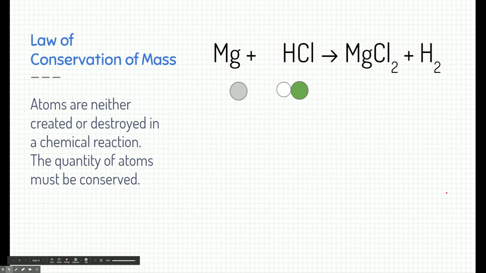Instead, we've got to think about the quantities of particles. One thing we haven't written are the coefficients. In fact, instead of having one hydrochloric acid, what if we had two hydrochloric acid molecules, or two moles of hydrochloric acid? Well, if we were to do this reaction now, taking the magnesium and the chlorine and combining them together, and the two hydrogens and combining them together, this makes a lot more sense, and this reaction obeys the law of conservation of mass.